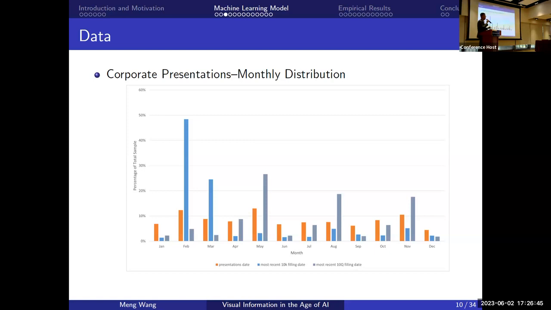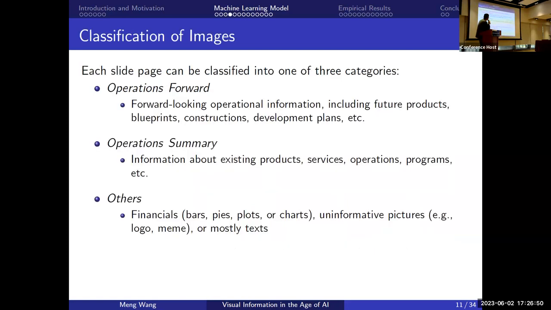So just to give you a general look at our sample. Now I'm going to talk about how we classify images, how we extract valuable information from those visual data using machine learning. Our classification method is as follows.